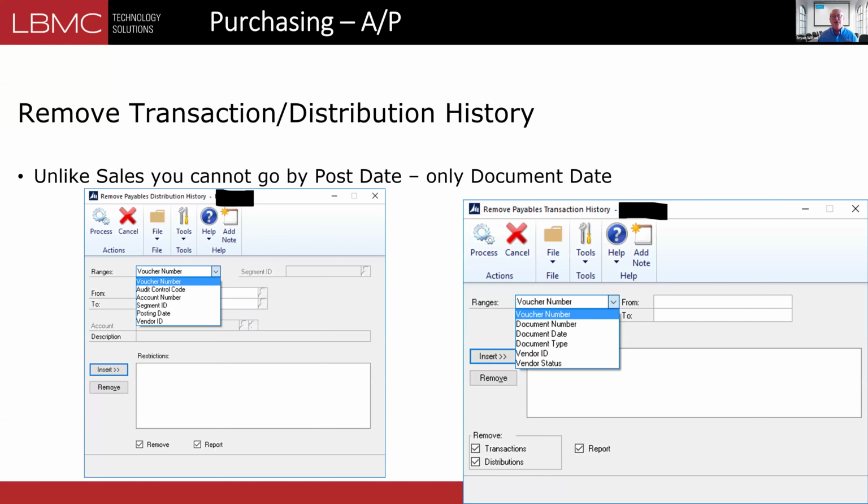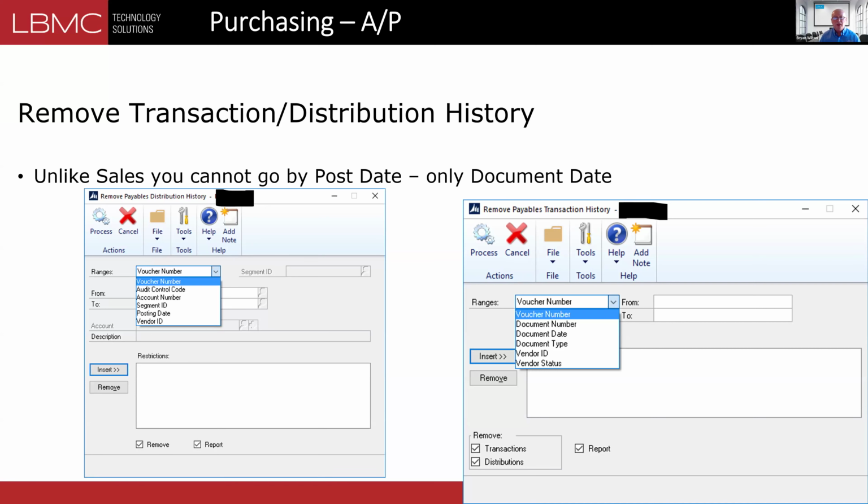Okay, so we move to purchasing and accounts payable. Same general idea as sales, pretty much exactly, except in sales, you can't go by the posting date, only the document date in some of those things. But in payables, you can use the posting date.